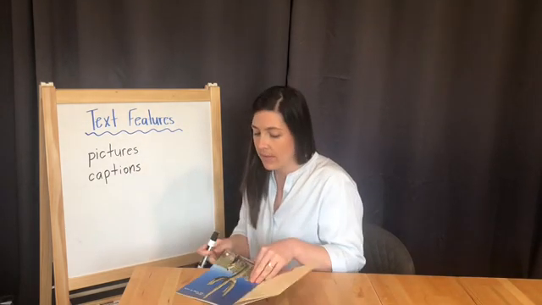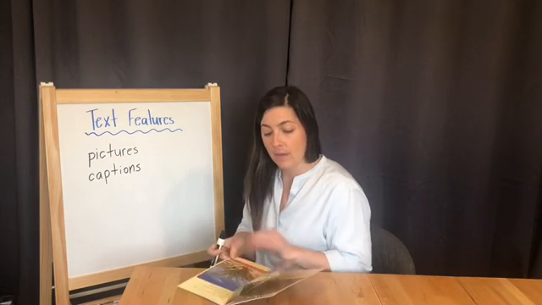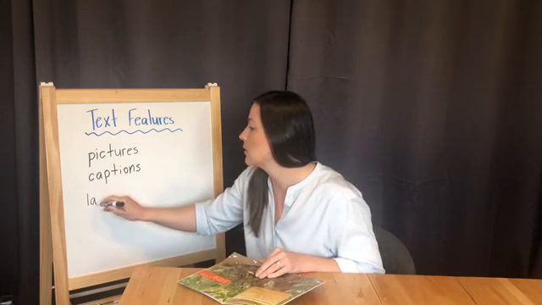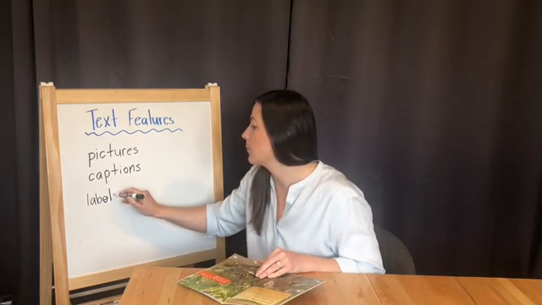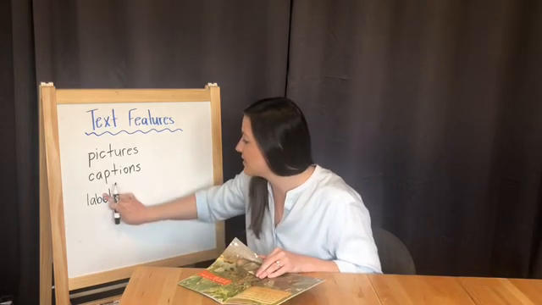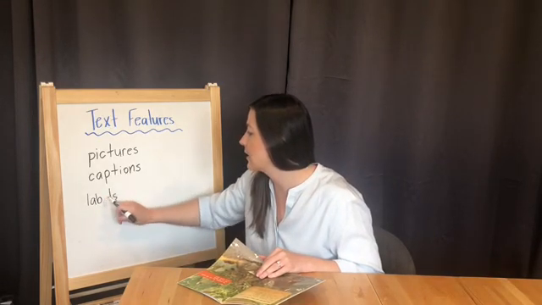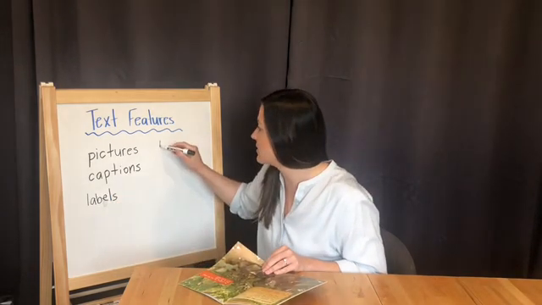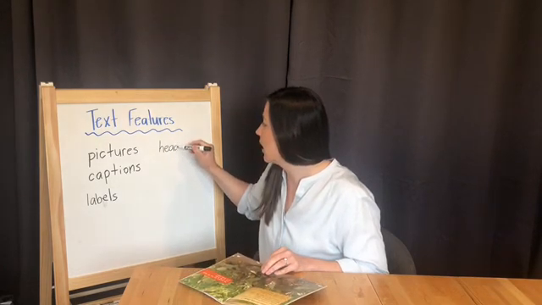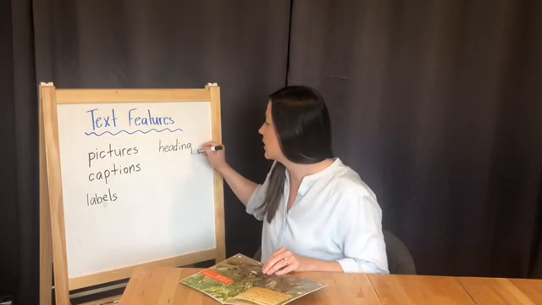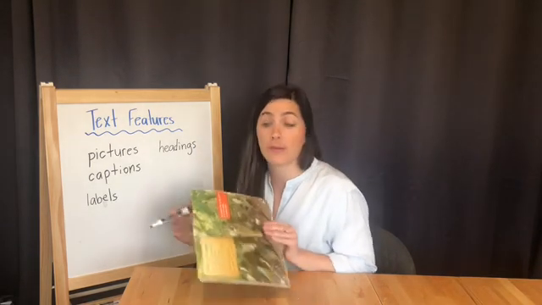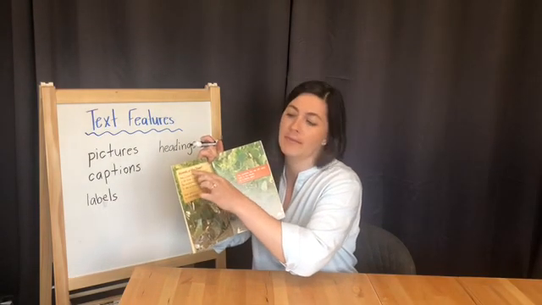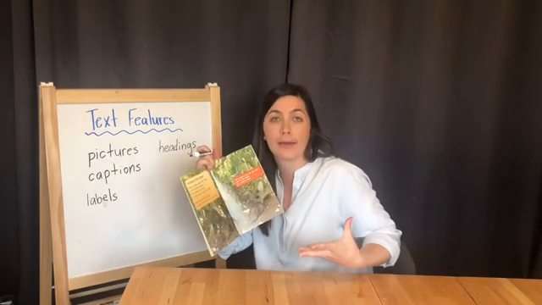And there's also some other information in this book. There was some labels that showed us what things were called. Labels. And then headings. The headings are really important. The headings show us what information we're going to be reading about. So it's that part at the top. It's kind of like a title. This is a title for this page, Animals of the Desert. All of this information will be about animals of the desert.